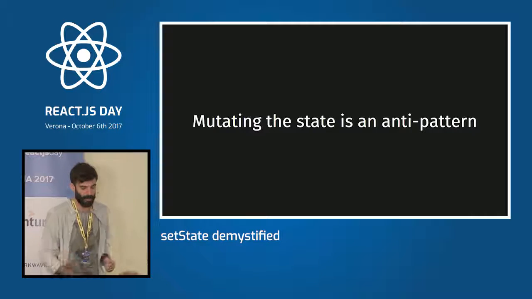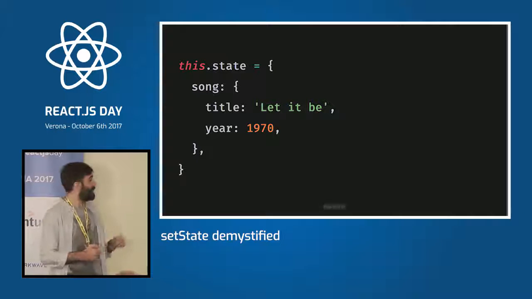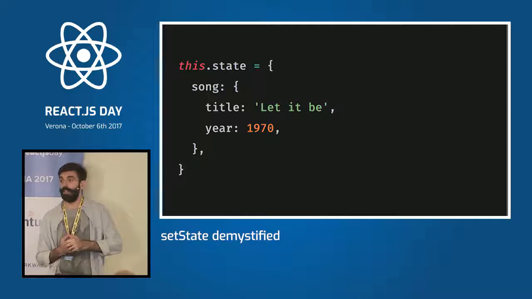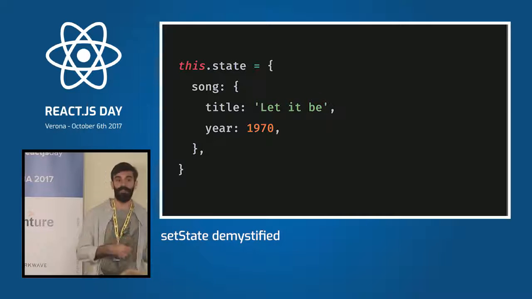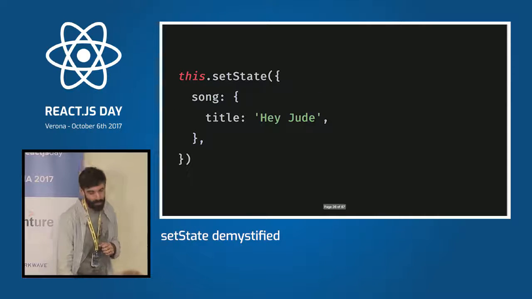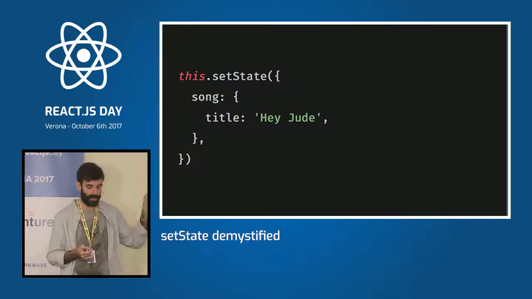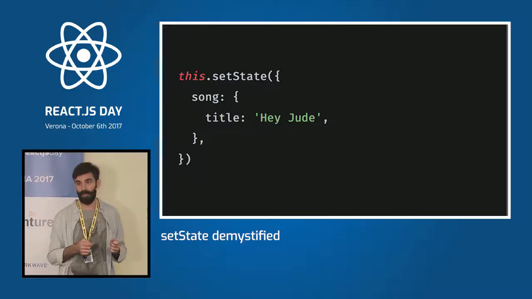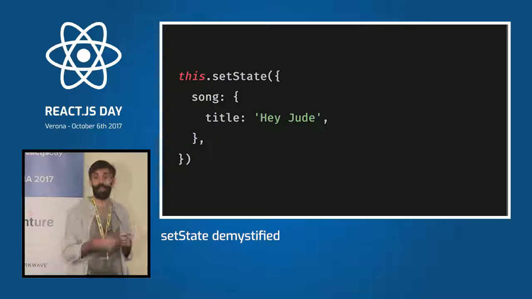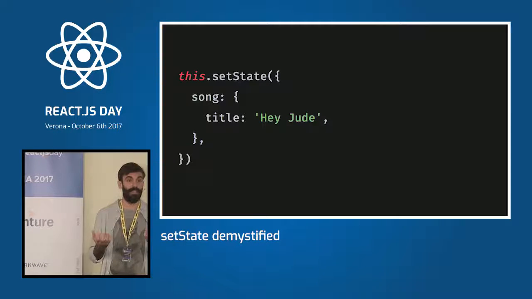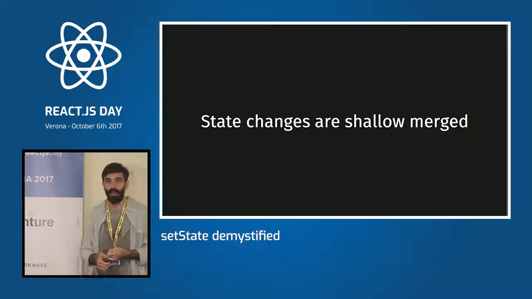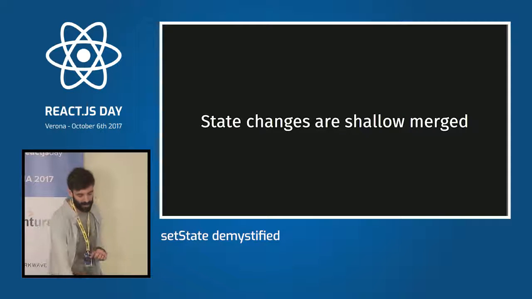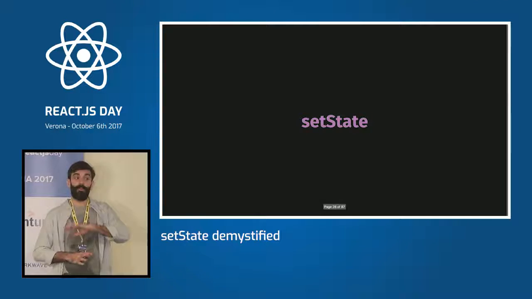It's super, super bad. Last but not least, you initialize your state like this with a song object that has a title, "Let It Be", and a year, 1970. What happens if you do this.setState and you pass a song with a title? You might expect that you're going to have the new title and the old year because the state is merged, but actually the state is just shallow merged. So the second song object is going to override the previous one. And this might be confusing in the beginning. So cool, we've seen the problems.